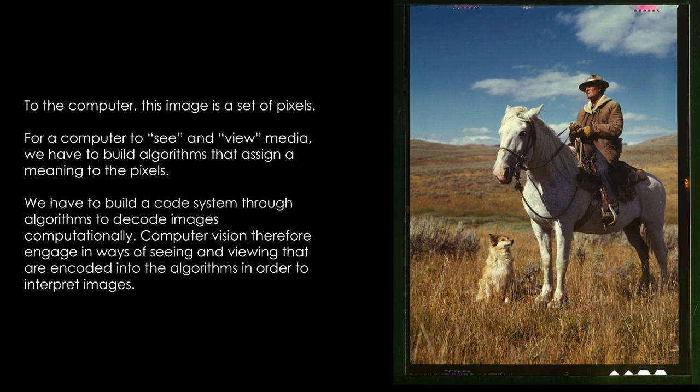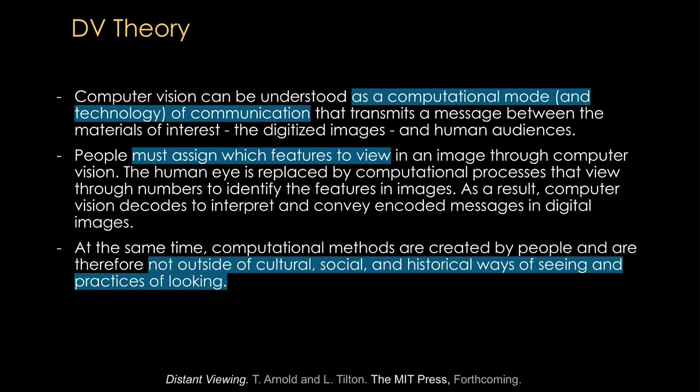So that's a theory that we've been working on. This is much more grounded in a ton of semiotics and media studies theory, Stuart Hall, Barthes, and friends. But that's a quick overview of a longer point about this theory of distant viewing: that computer vision can be understood as a computational mode and technology of communication that transmits a message between the material object and human audiences. In other words, people must assign the ways that computers see and view. There's nothing neutral here. The ways we see and view are socially, culturally, and politically constructed, right? They're within frames of economic capitalism. There are all these frames of ways of seeing and practices of looking that we embed in these algorithms.